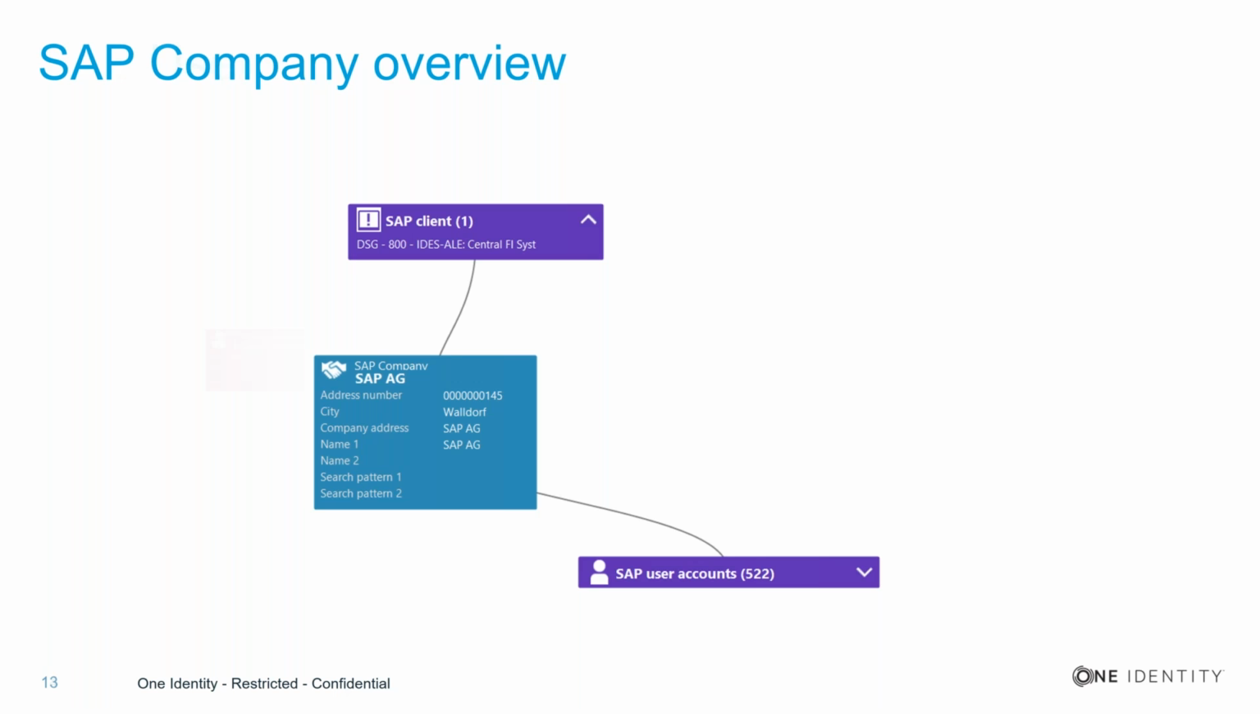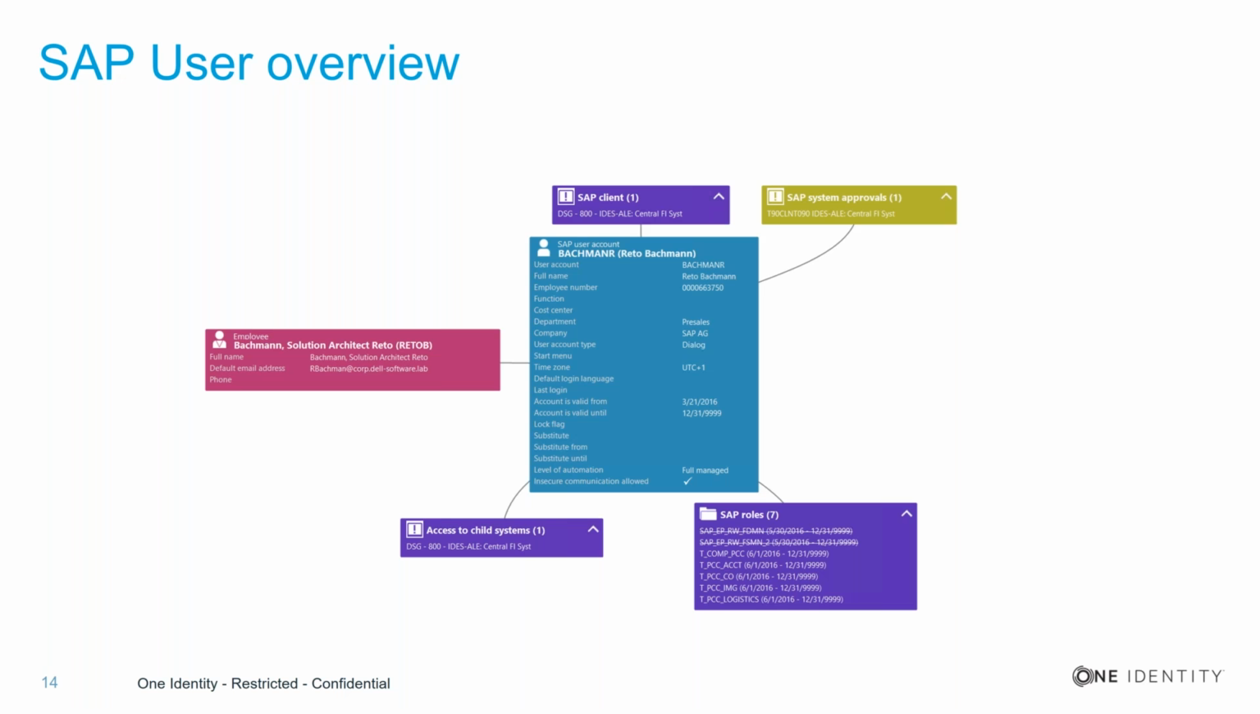Moving on to specific user account on this client will give us the following view, where the SAP user account is placed in the middle and the related objects are placed around the user object. Here you can see the SAP user account that is being assigned to a specific employee on which the user account lives along with the information that this user account has also access to child systems. So as you can see, this user account is a CA user account because the user account has also access to a child system.